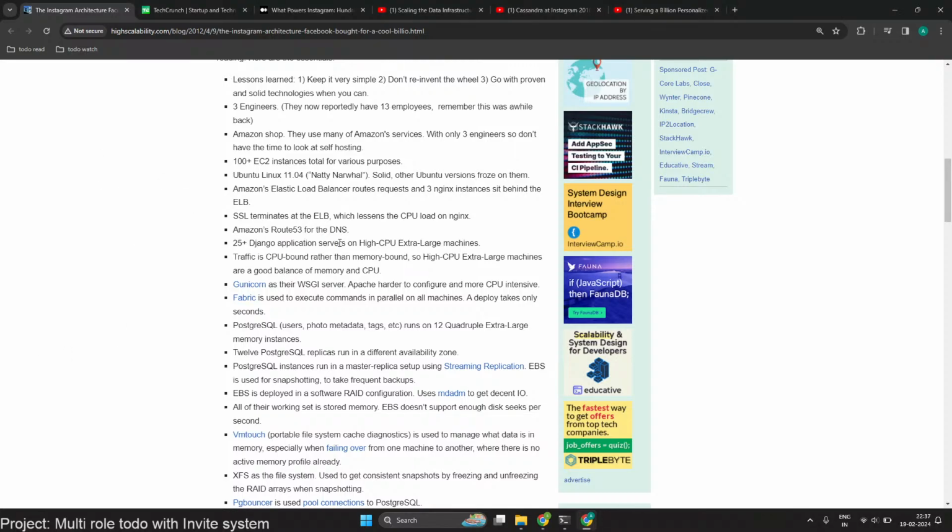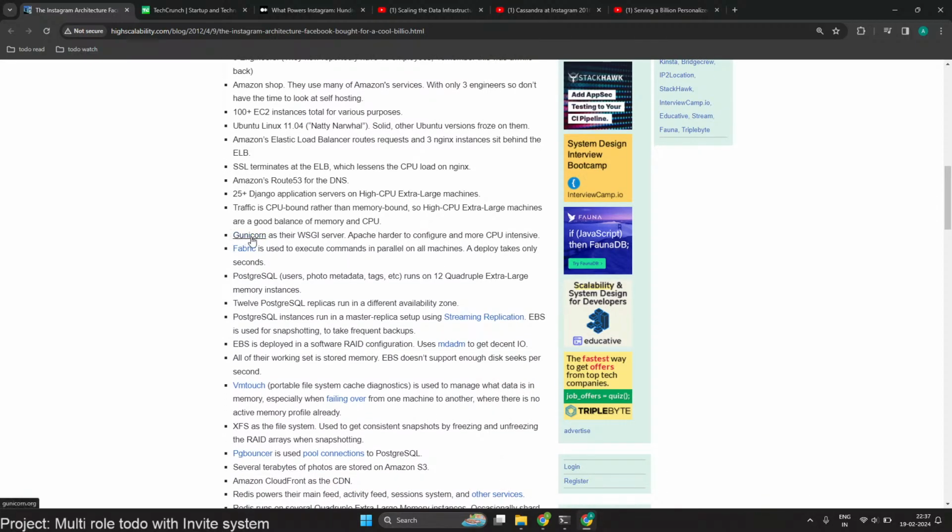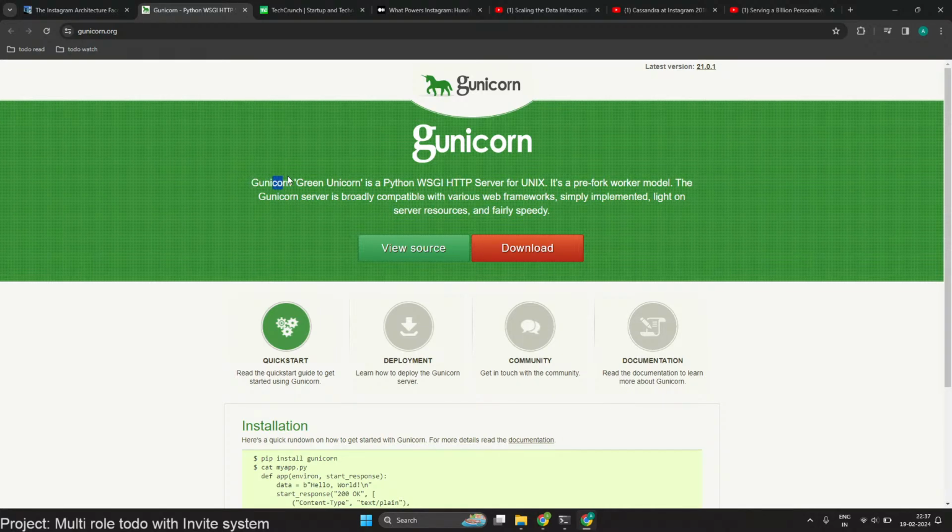Nginx operates as the service for high CPU traffic and CPU bandwidth. It's a high-CPU extra large instance. Gunicorn as the WSGI server with Apache. So this is Python, mostly Django.